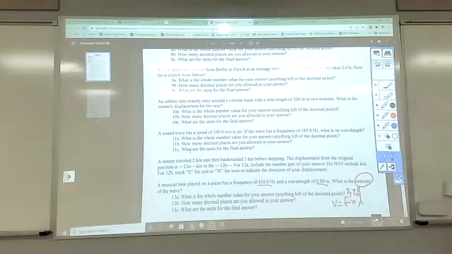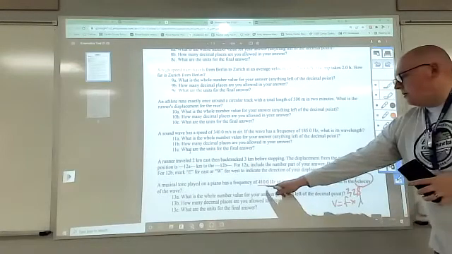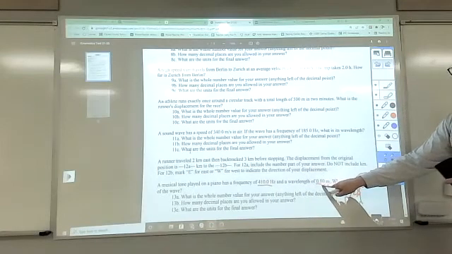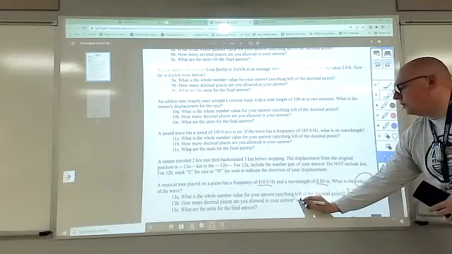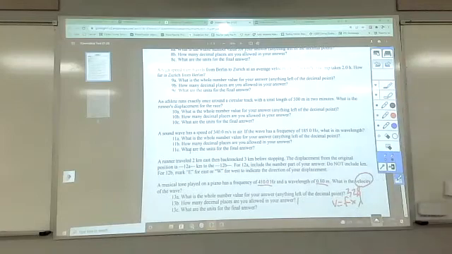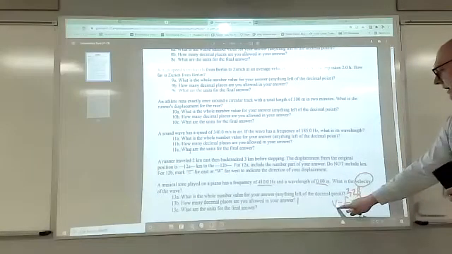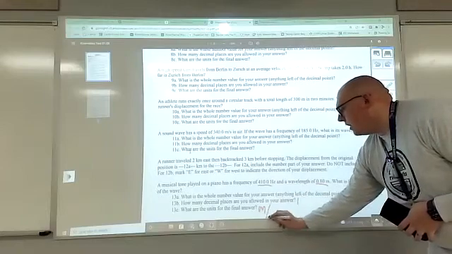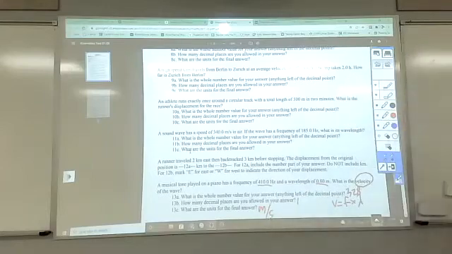For 13B, how many decimal places am I allowed in my answer? This number has 1 decimal place, while this number has 2. So in my answer, I'm only going to include 1 decimal place. I always go with the lower number. Remember, you are only as accurate as the least accurate thing that was given to you. And 13C, what are the units for the answer? Since I'm measuring velocity and the units here are standard, I'm going to use the standard unit for velocity, and that's meters per second.